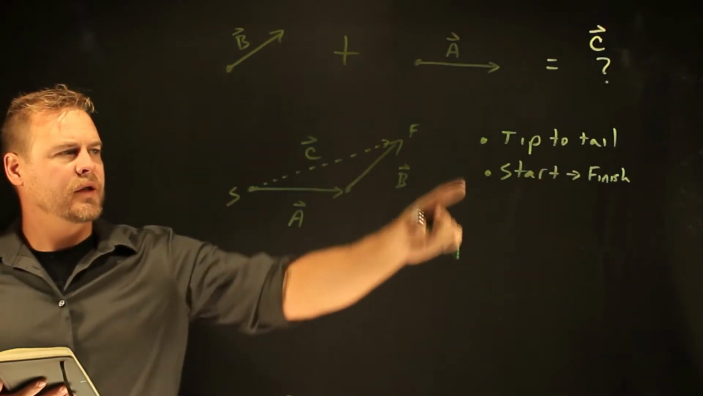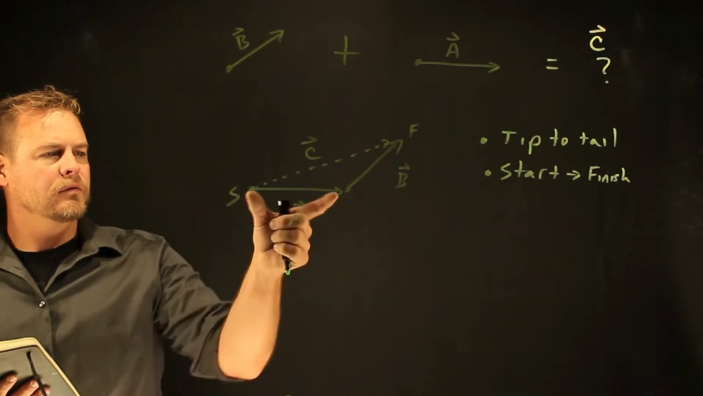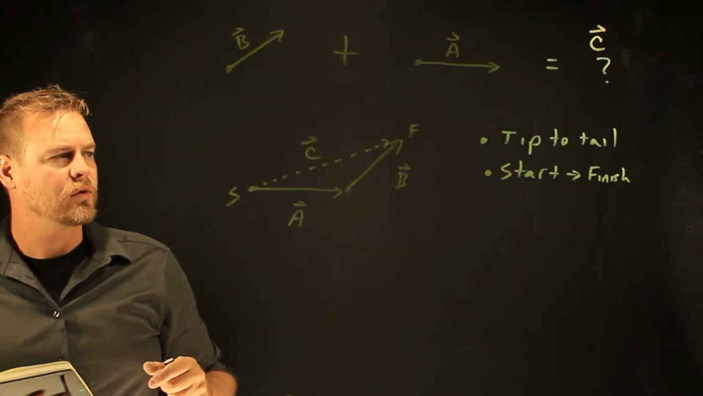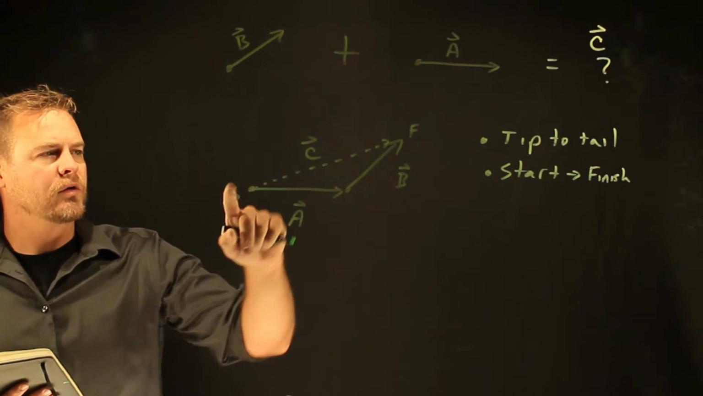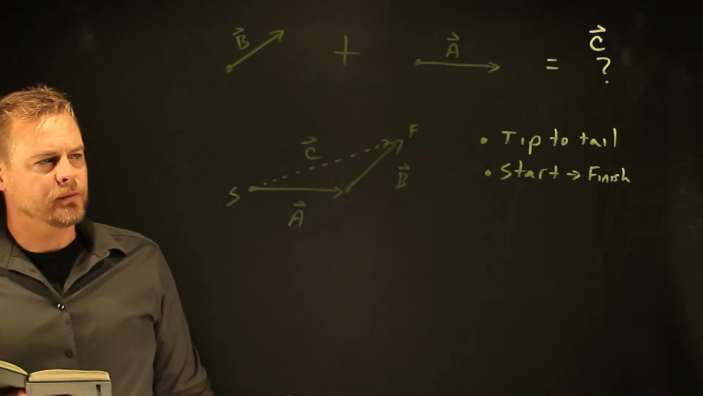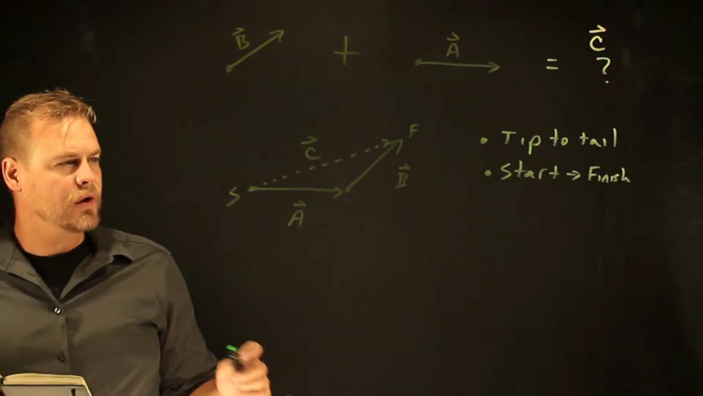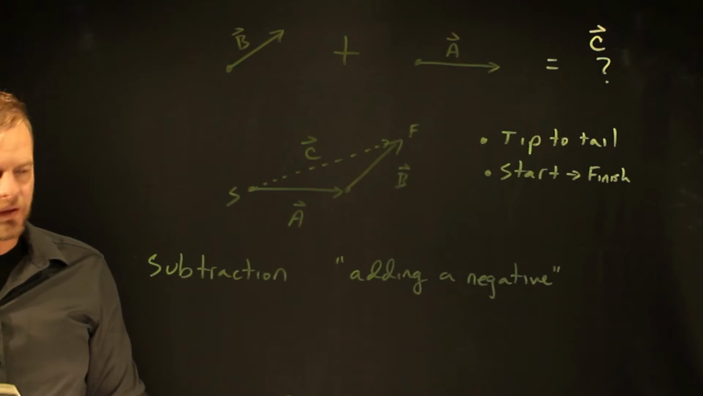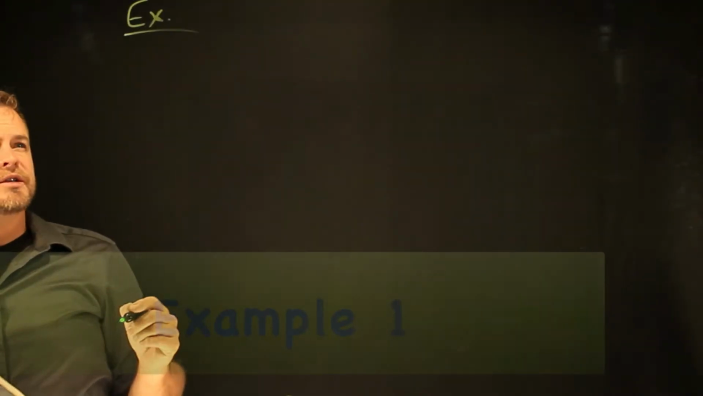So what we did was we connected the tip to tail of all of the vectors, maintaining their directions because the direction is important with the vector, and then we marked our start and finish and then connected a line. Vector subtraction is very similar. The only thing you need to think about is adding a negative for subtraction, and we'll go through that with the math. Let's do an example.